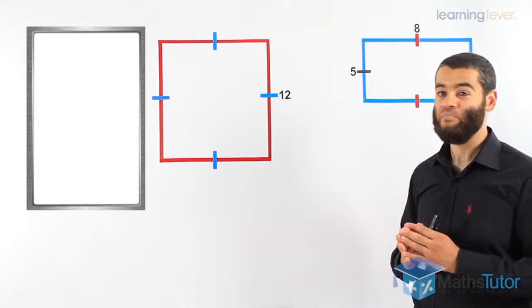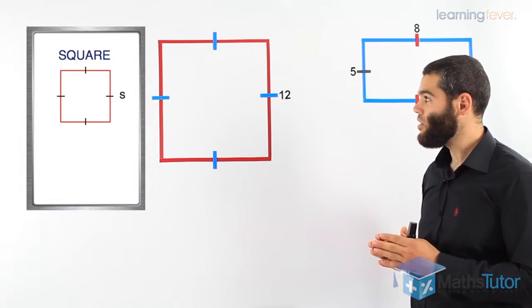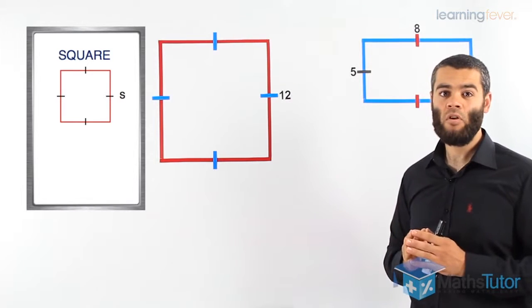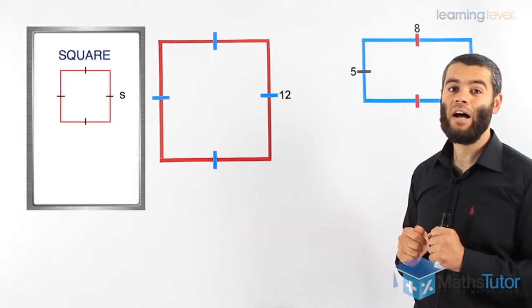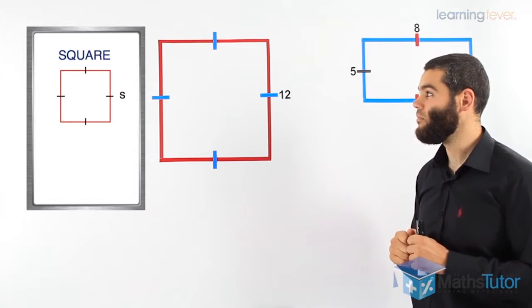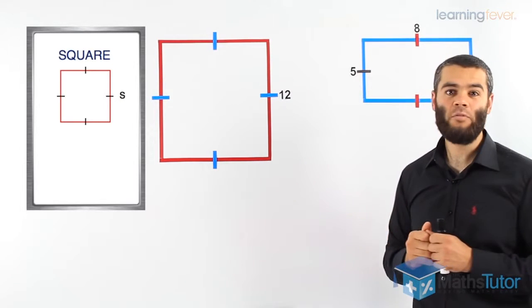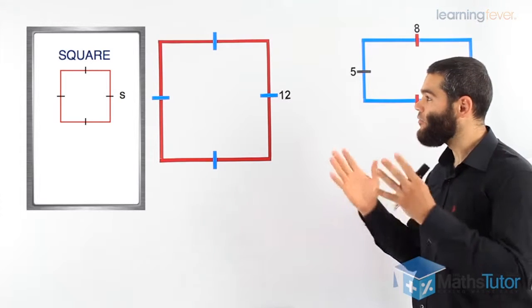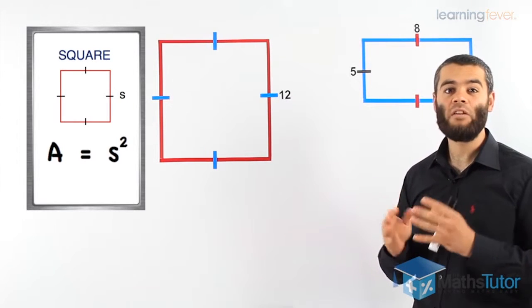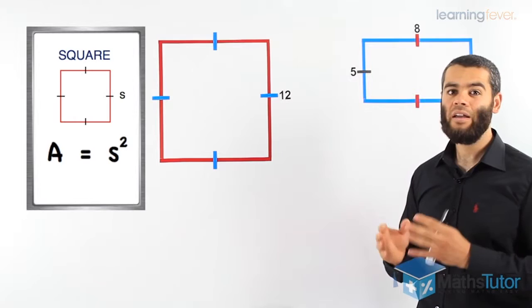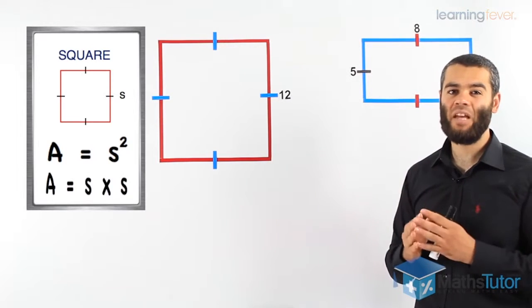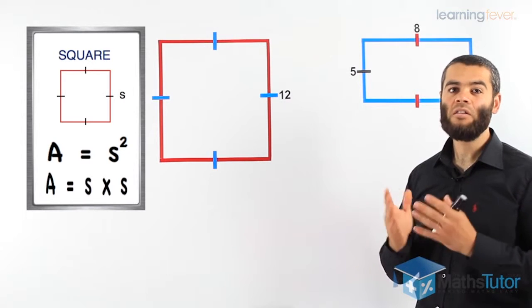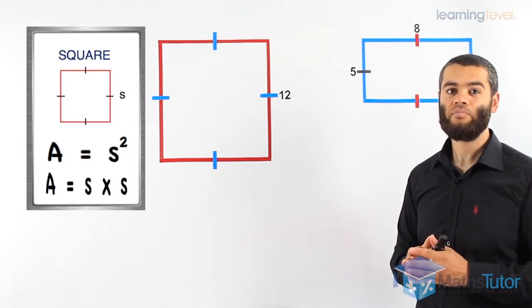Let's get started. Looking at the theory, we have the diagram of a square. And how do we know it's a square? Well, all the sides are marked with a dash, showing us that they are all equal. The square has a side marked with an S. Now the formula is A, standing for area, equals S squared, meaning S times S, which is side times side.